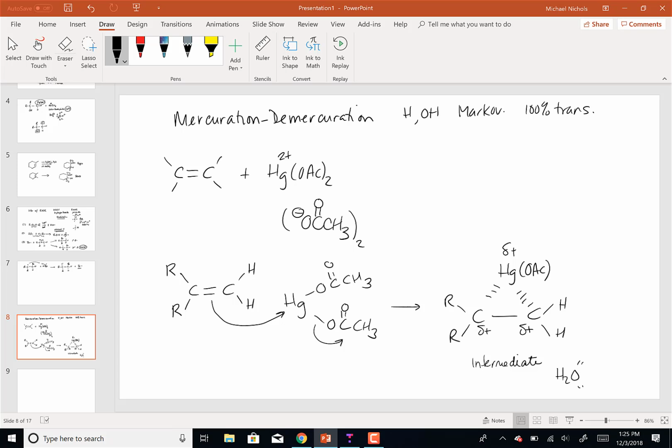How many people say left? Right? So the water, in a triangular intermediate like this, the nucleophile always adds to the carbon that is most substituted and has the most delta positive charge. So the water's going to add to the one on the left.